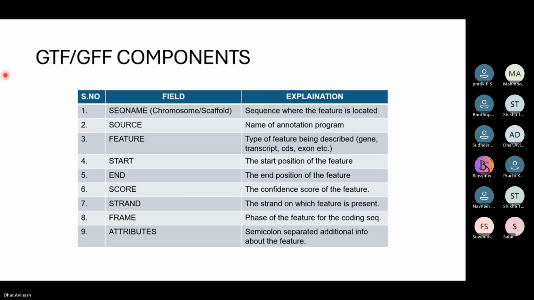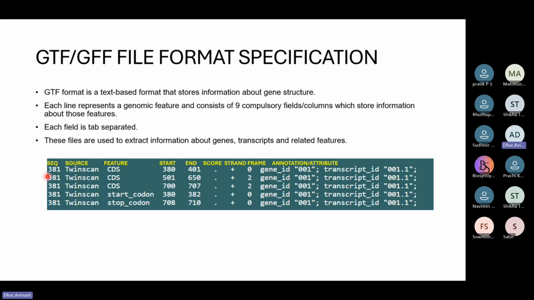Also, this 381 can not only be the chromosome, it can also be the scaffold, because sometimes you don't have chromosome level information. So what you do is pick that scaffold from the genome and annotate it. Whatever feature has been annotated, be it a chromosome or a scaffold, that number would be in the first column. Is that clear? Yes, sir. Okay. Moving on.